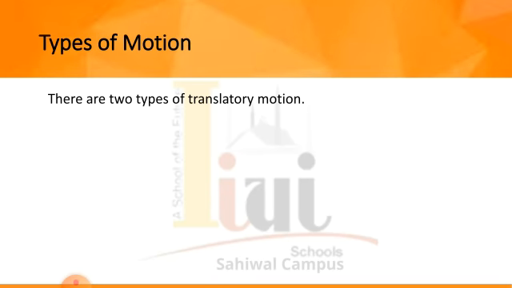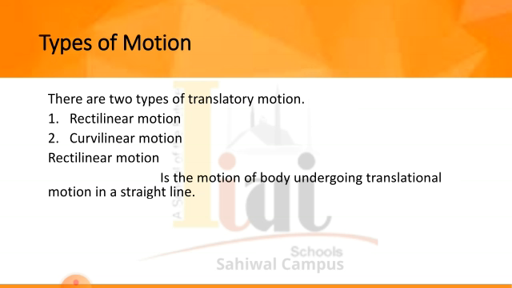There are two types of translatory motion. The first one is rectilinear motion and the second one is curvilinear motion. So first we will discuss the rectilinear motion. Rectilinear motion is basically the motion of a body undergoing translational motion in a straight line. If the body is moving in a straight line, covering the same distance in the same time and following the same path, but the motion is in a straight line, then this will be known as rectilinear motion.